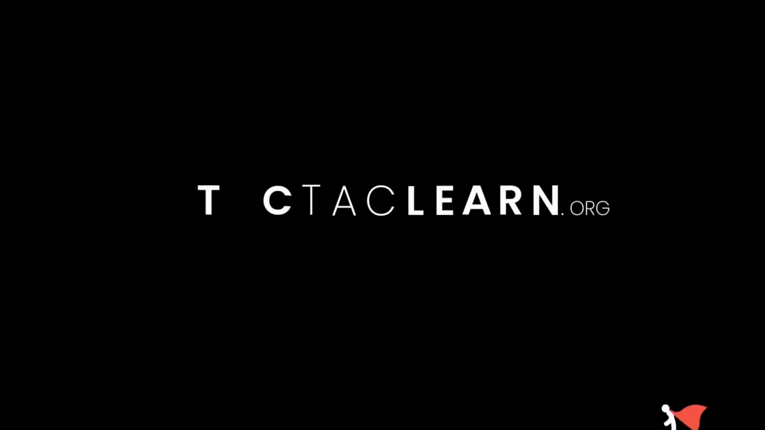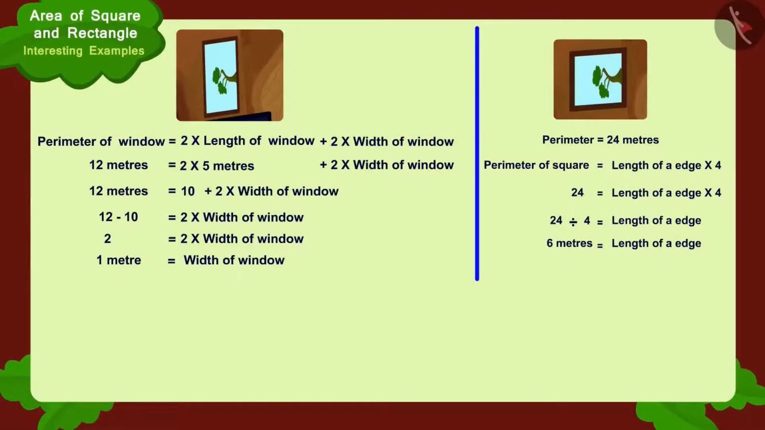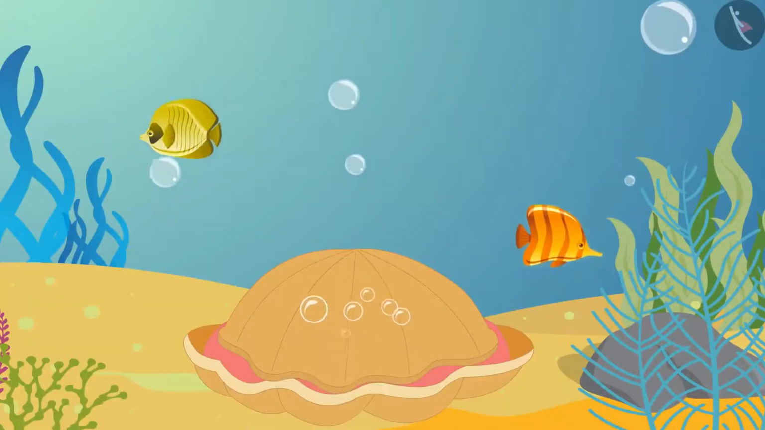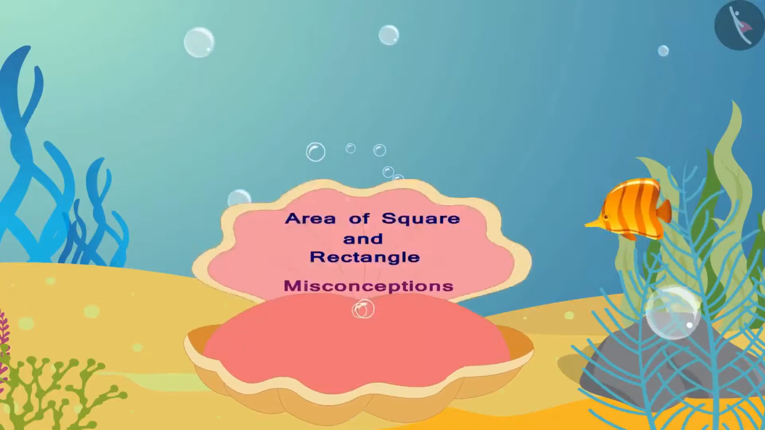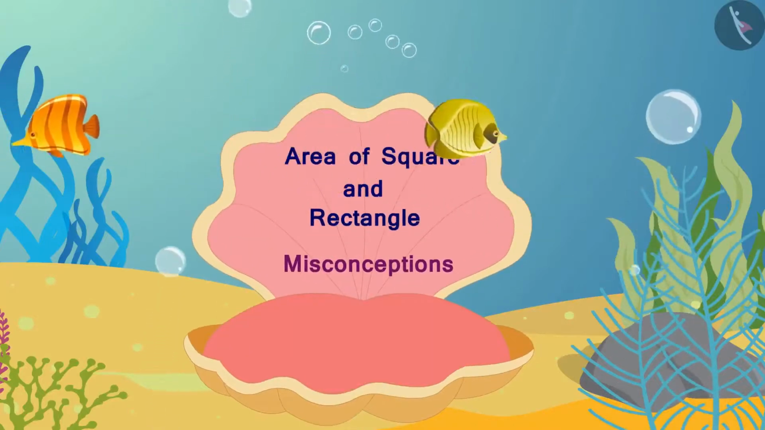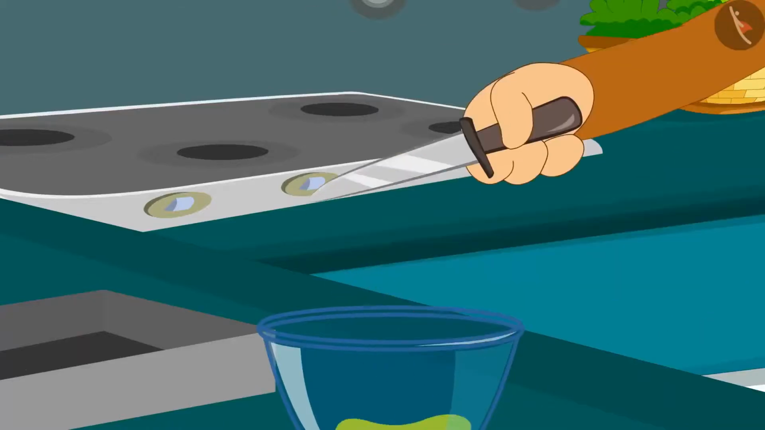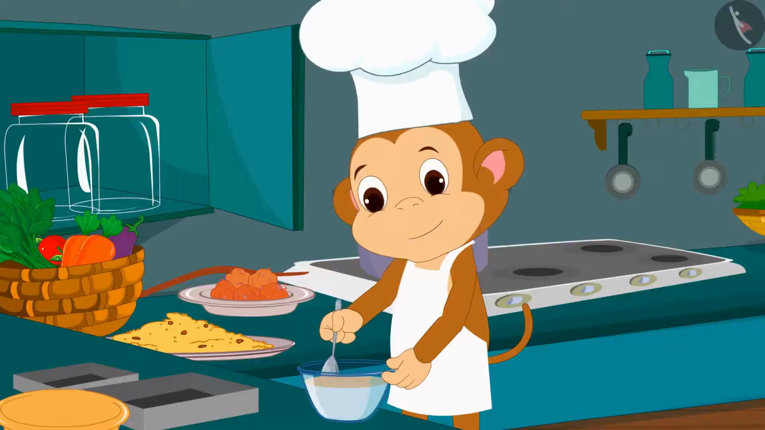Hello children, in the previous video, we learned more about the area of square and rectangle through some interesting examples. In this video, we will see some of the misconceptions related to this. Babban is preparing to bake a cake for Banno's birthday.